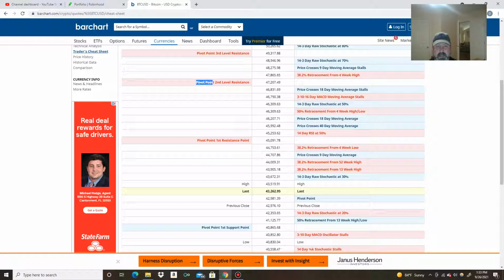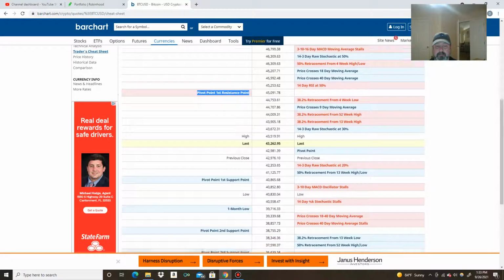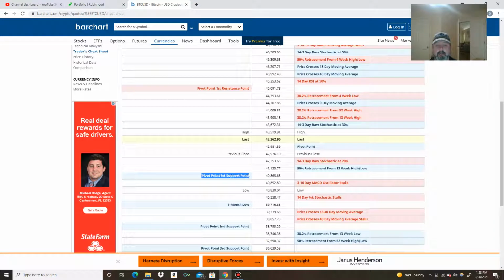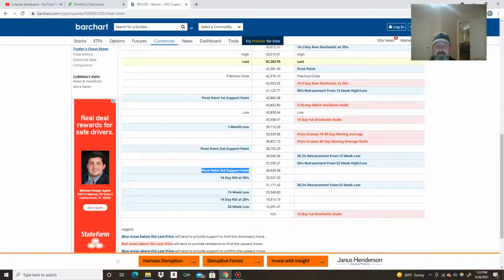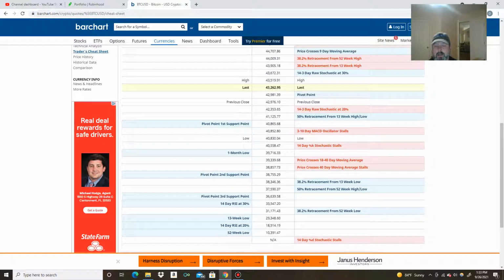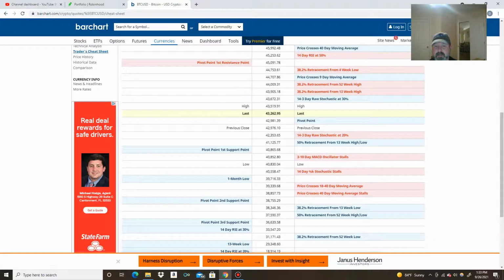So the first thing is I look at these resistance points: first, second, and third level resistance. I look at the first, second, and third supports. All of these on this side, they matter. They're not going to have the same strength of support and resistance as the other stuff.